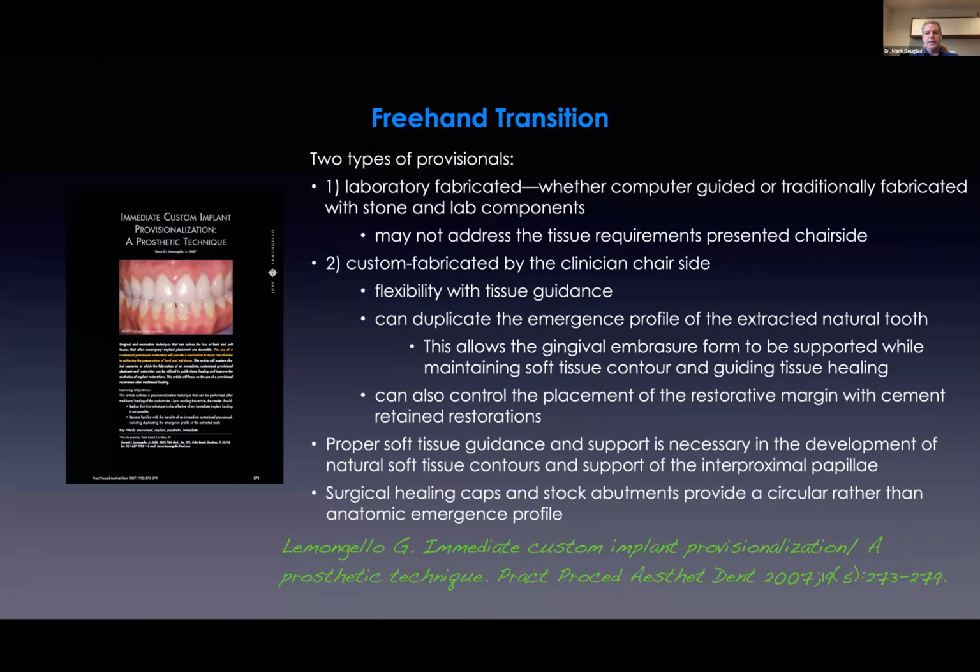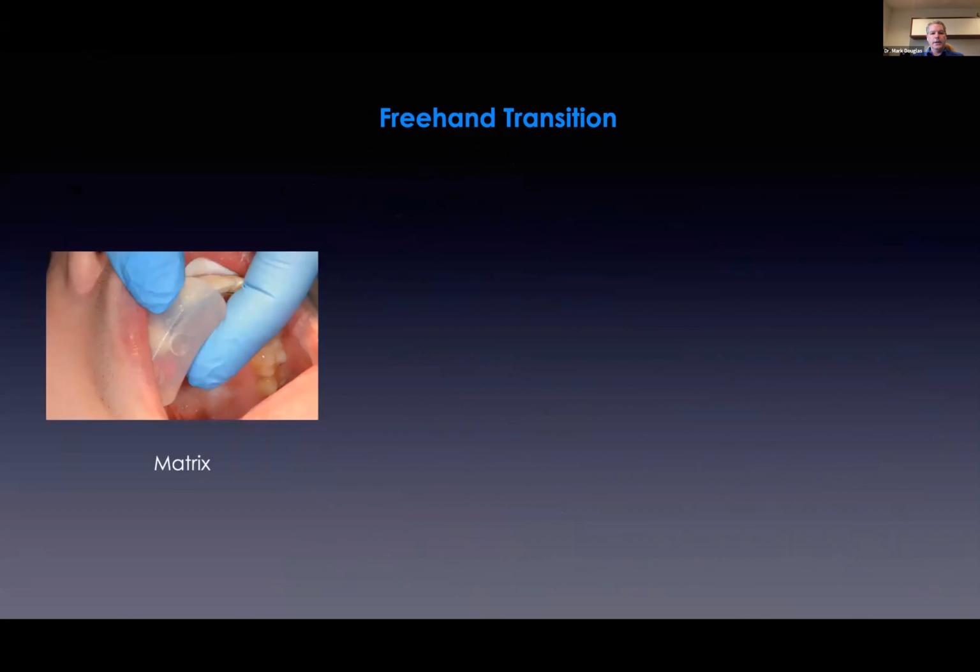And surgical healing caps and stock abutments provide a circular rather than an anatomic emergence profile. Those were his statements. And this is how you do it. First thing you want to do is have a matrix of the tooth before you extract the tooth. So here the tooth has actually been extracted, but we had a study model that we took an impression of from before he lost the tooth.